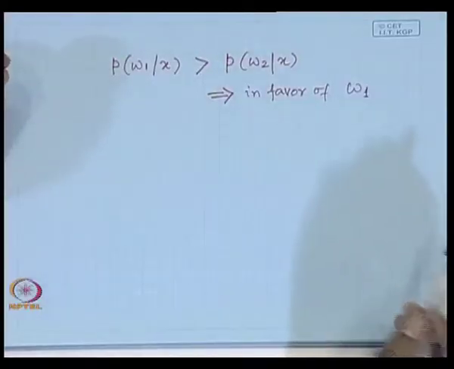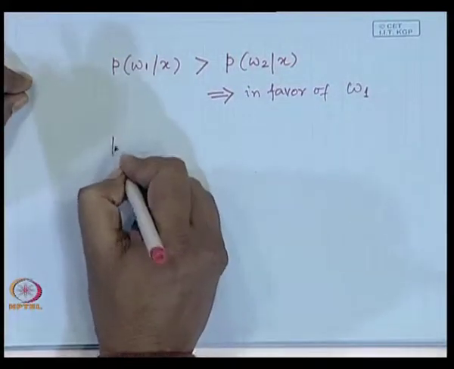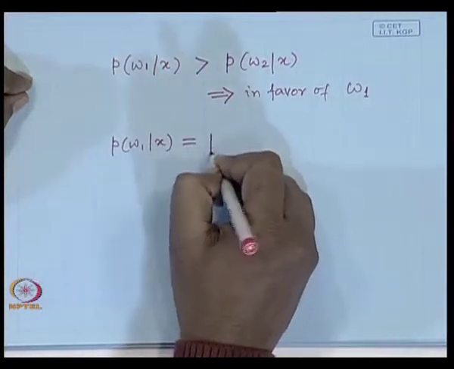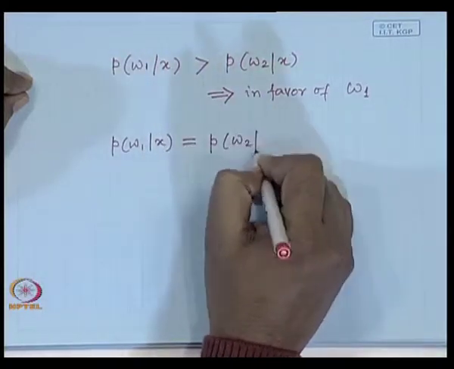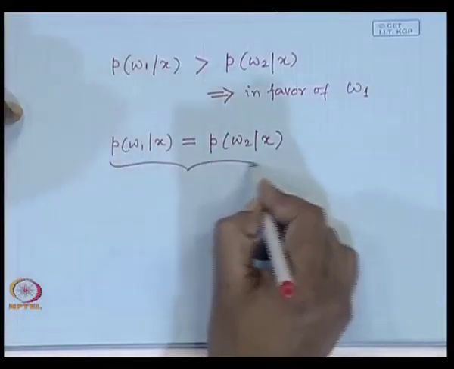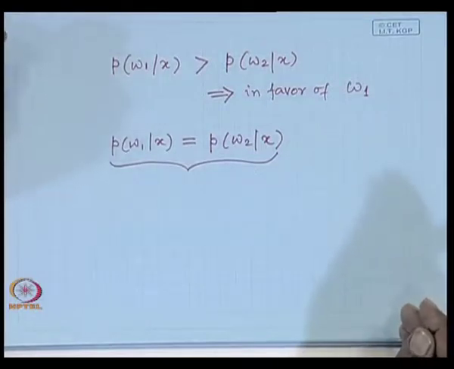However, we have one condition: if P of omega 1 given x becomes equal to P of omega 2 given x. This is the case when we cannot take any decision, because the object lies on the decision boundary between class omega 1 and omega 2. So, it may be in class omega 1 as well as class omega 2. This is the case where the decision cannot be taken.